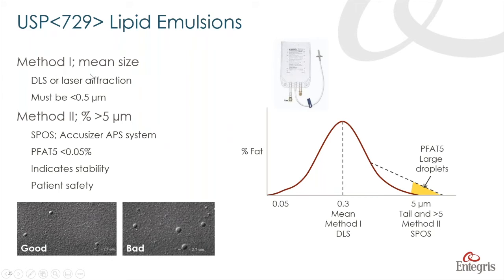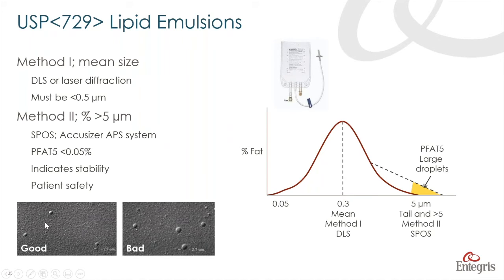And method 1 is to use laser diffraction, or we typically use dynamic light scattering to look at the mean size. Then method 2 is looking at the tails, the large particles up here greater than 5 microns. And there's no instrument that can do both test 1 and test 2. Here we're going to use dynamic light scattering for method 1, and then the AccuSizer system for method 2 to determine up here these large droplets, because these large droplets are both a health hazard, and also the large droplets are a very good indication of instability.